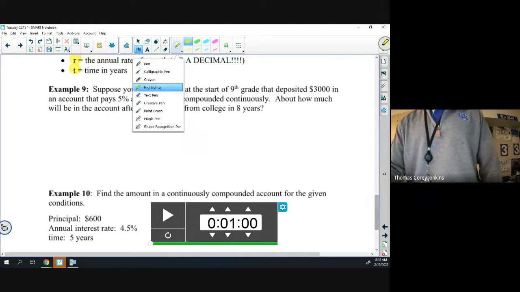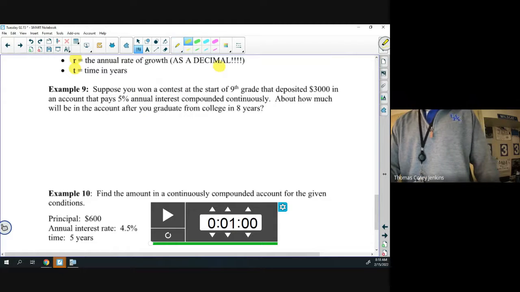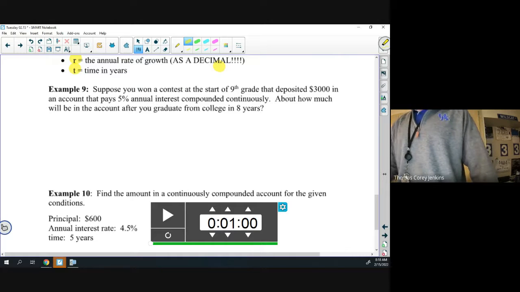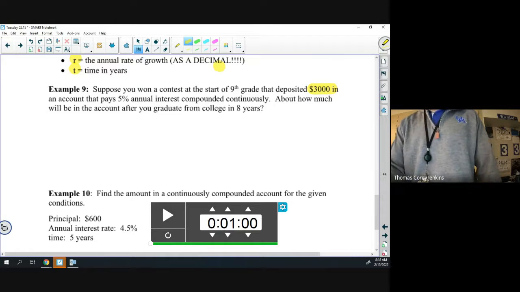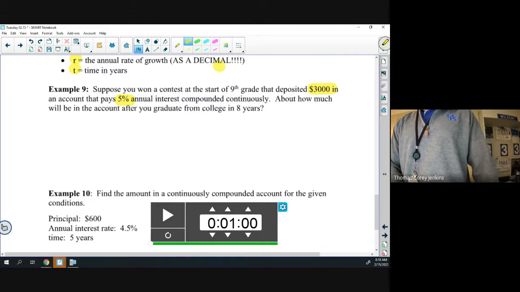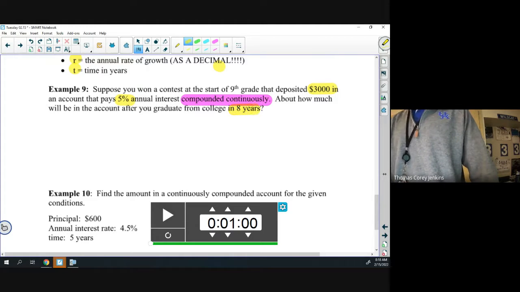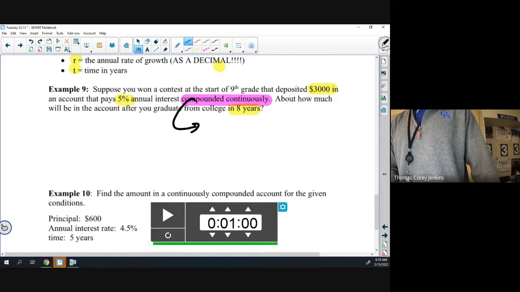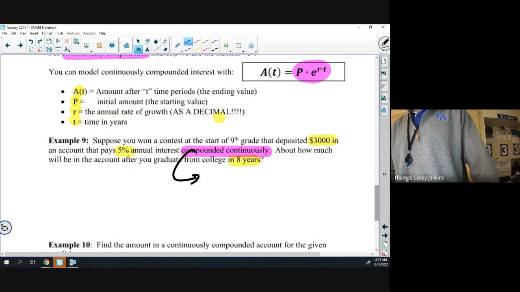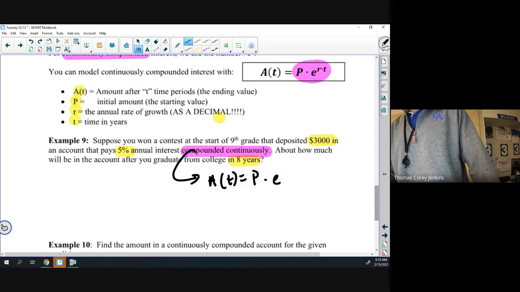All right, so example 9 says, suppose you won a contest at the start of 9th grade that deposited $3,000 in an account that pays 5% interest compounded continuously. So this is what you would look for on a test to know which formula to use. And then about how much when you graduate in 8 years? Again, compounded continuously tells me that I'm going to use this formula we haven't used before: A of t equals P times e to the power of rt.